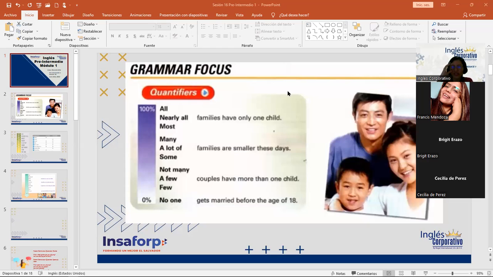So quantifiers, as you can see them from the picture, they are several. Son varios quantifiers. La verdad es que hay muchos más. But generally, guys, whenever we want to talk about information in general, we can use these ones: all, nearly all, most. Now we have here four different groups. Hay cuatro grupos, si usted se fija. And I'm going to highlight them here. Okay, this is the first one.